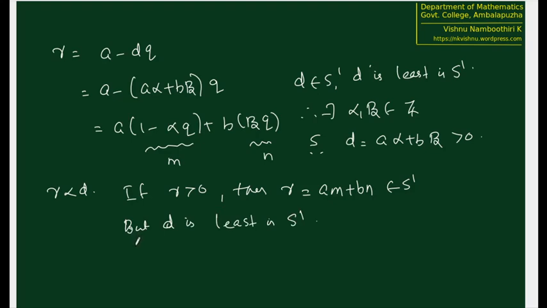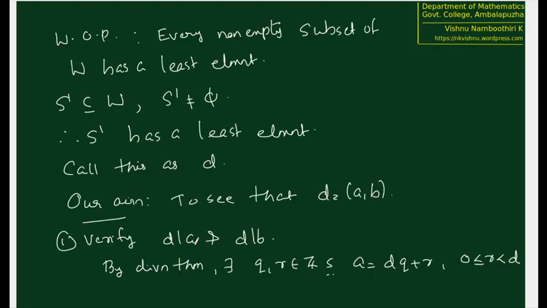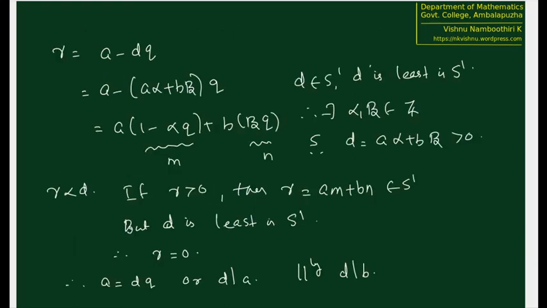But R is greater than or equal to 0 and is less than D. So what is the only possibility left? So R must be equal to 0. Therefore, A equals DQ, or D divides A. Similarly, D divides B also. So the very first thing that we want to verify, D divides A and D divides B, is now done. What is next?